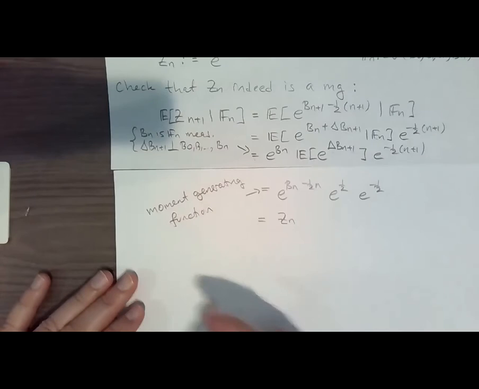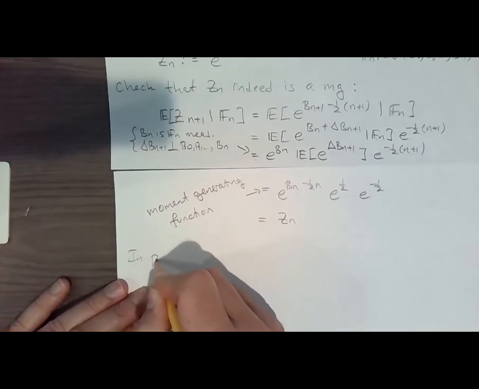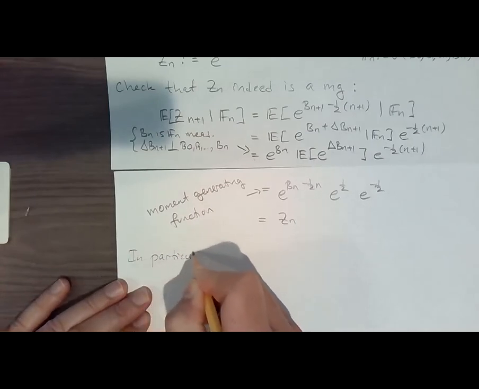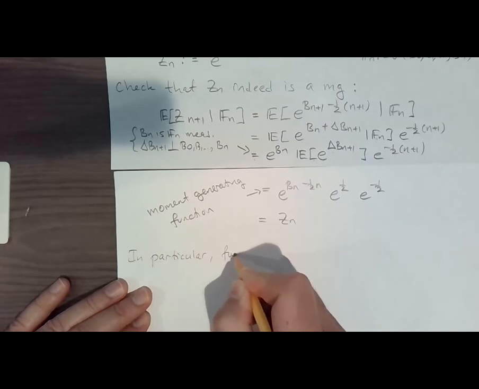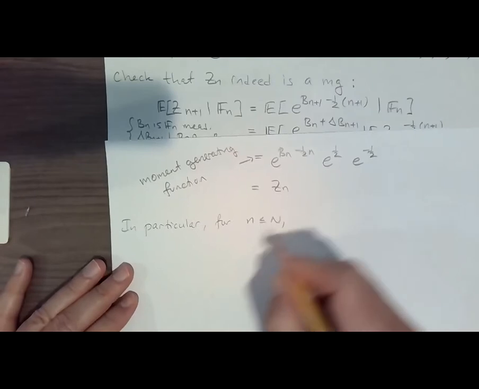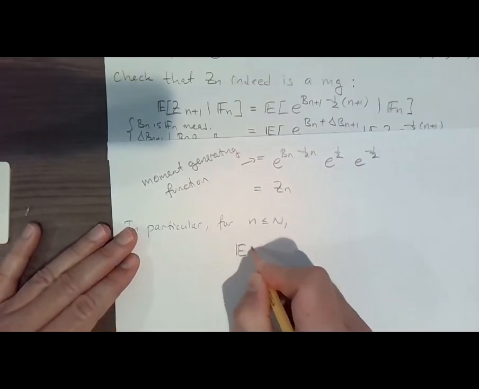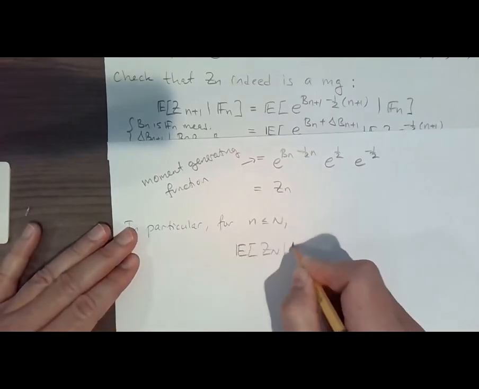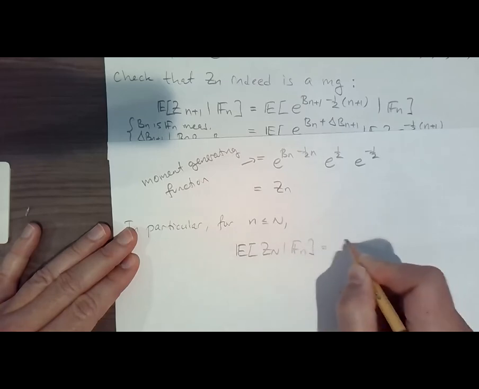In particular, for n less than capital N, when I compute the conditional expectation of Zn given Fn, this will just give me Zn.